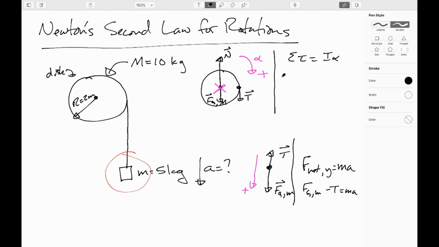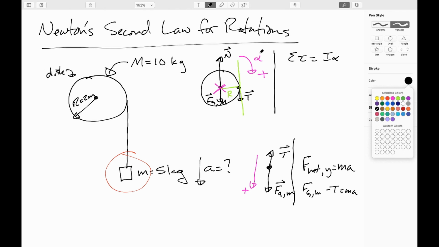All right, we've only got one torque, and it's the torque due to tension. And the lever arm for this torque is going to be the radius of the wheel. Here's the line of action right here. Let me just go ahead and draw in the line of action in green. The lever arm is always the shortest distance from the axis to the line of action. So there's my lever arm. It's the radius of the wheel.